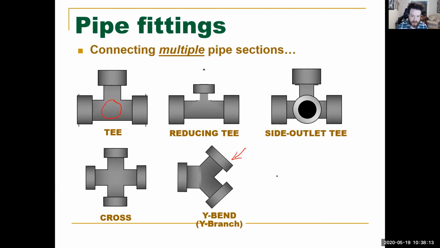So you have your main fire line that comes in, and then you have just the ball valve right there, or a gate valve. Then it comes around, and then it goes to a Y. And that Y will have a ball valve on either side, so you can connect up multiple hoses. That's what you're usually going to see these Y branches on.